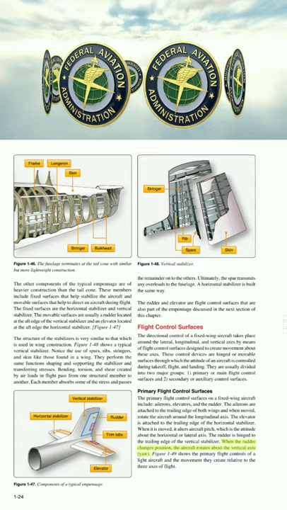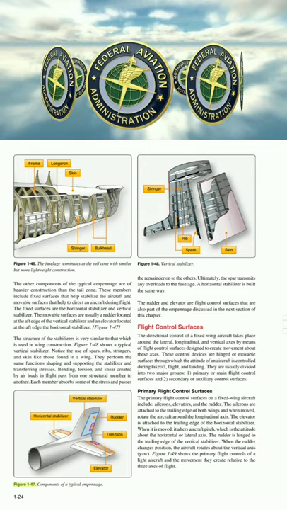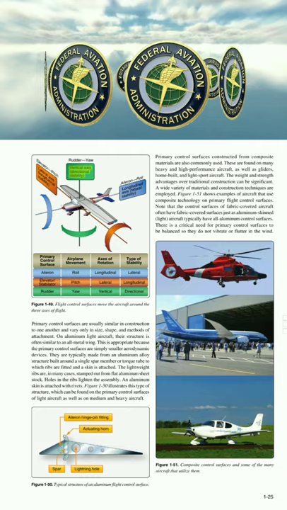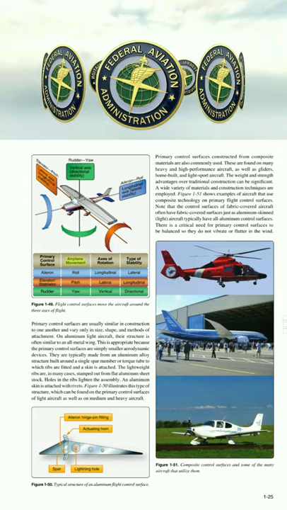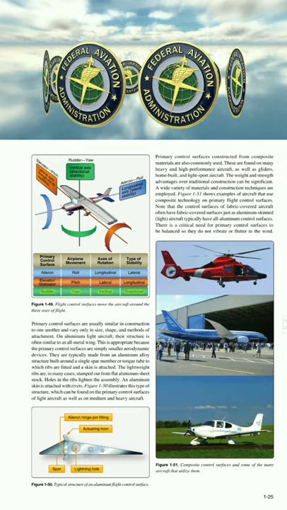Figure 149 shows the primary flight controls of a light aircraft and the movement they create relative to the three axes of flight. Figure 147. Components of a typical empennage. Elevator, pitch. Rudder, yaw. Lateral axis, longitudinal stability. Vertical axis, directional stability. Aileron, roll. Longitudinal axis, lateral stability. Primary control surface, airplane movement, axis of rotation, type of stability. Aileron, roll, longitudinal, lateral. Elevator/stabilator, pitch, lateral, longitudinal. Rudder, yaw, vertical, directional. Figure 149. Flight control surfaces move the aircraft around the three axes of flight.